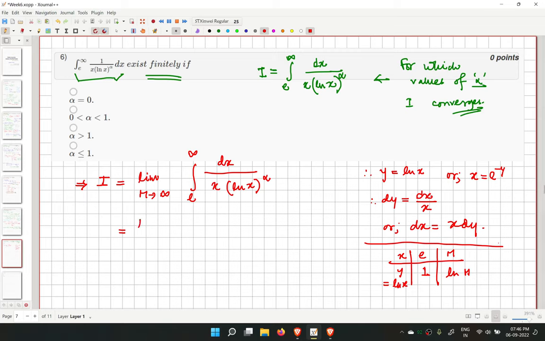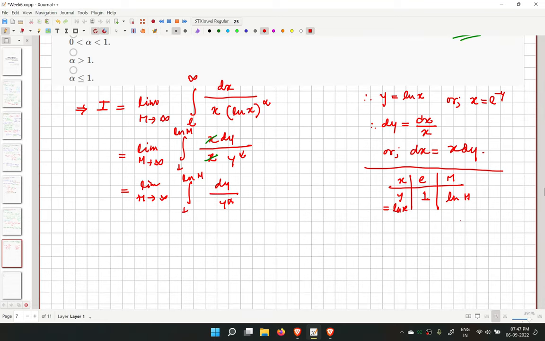Okay, so now we can rewrite this in terms of these substituted variables. The integration will go from 1 to ln m, dx is x dy, and there is another x, and ln x to the power alpha will be nothing but y to the power alpha. So limit m tends to infinity of the integral from 1 to ln m, the x will cancel in the denominator and numerator, so this will be just dy over y to the power alpha.